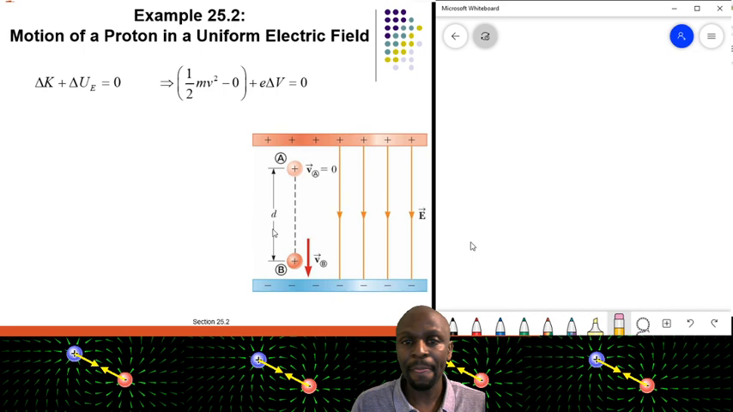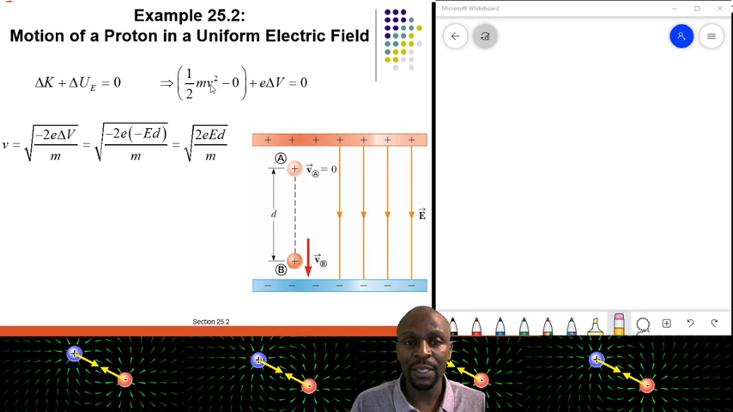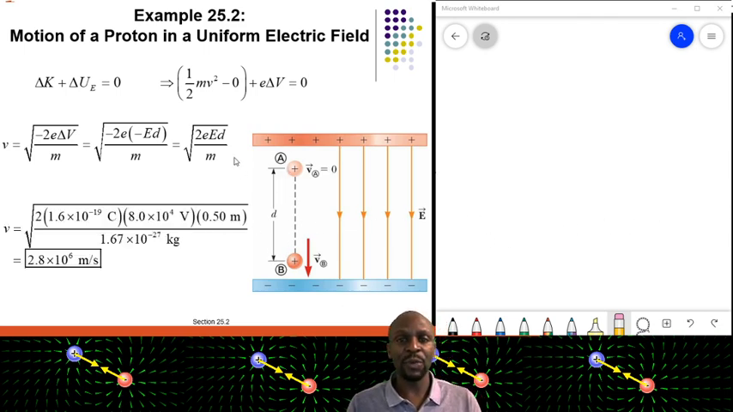From there, if you rearrange the equation and solve for v, this is what you are going to have. However, we have to write change in V in terms of E times d, because we know the value of E, it is given, and we also know d, which is given as the displacement between point A and B. If you rearrange the equation and plug in the values, this is what you are going to find as the speed of your proton at point B.